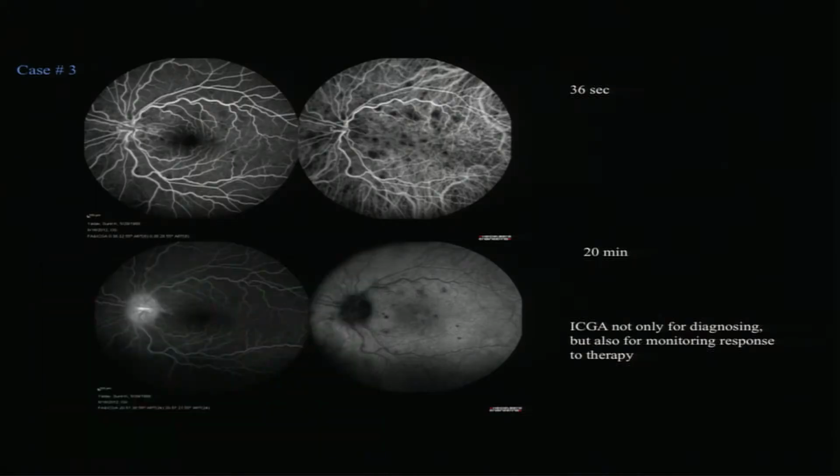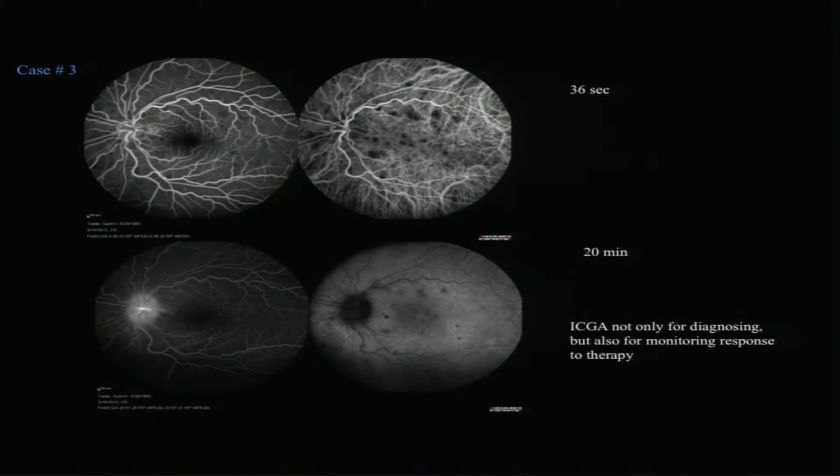This is another case where the ICG was used as a monitoring tool, not only for diagnosis, but to judge the response to therapy. The top frame is the early frame in the left eye, where you can see some granulomas in the ICG and not on the fluorescein. And these granulomas persist in the late phase of the ICG, whereas the fluorescein shows only disc hyperfluorescence.